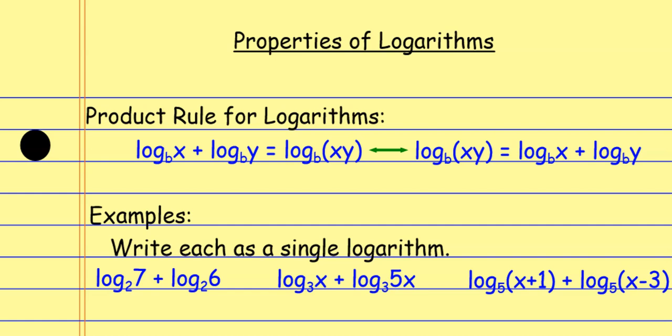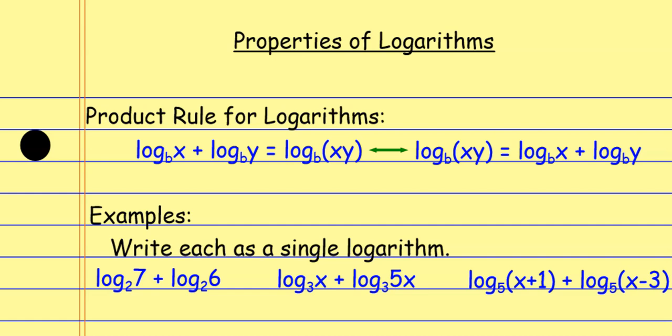We have these special rules: when you multiply, we know that we're supposed to add the exponents. When you divide, you subtract the exponents. When you raise something to a power, you multiply the exponents. And when you take a root, you divide the exponents. Those are the rules for exponents. Well, the rules for logarithms, the properties of logarithms, are the same things but in reverse, okay?